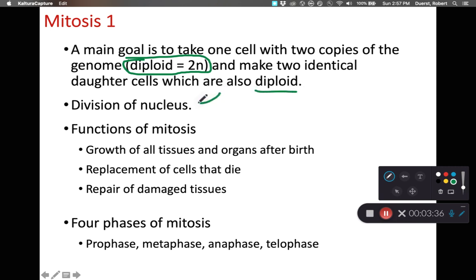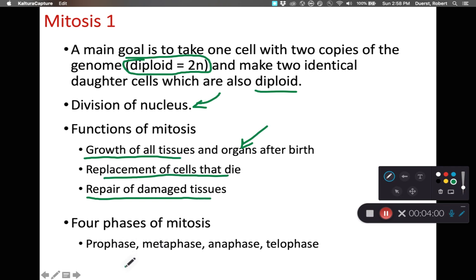During mitosis, we need to divide the nucleus in order to form two new nuclei. We go through cellular division and mitosis so that we can grow, increase the volume and mass of all of our tissues and organs after we're born. We replace dead cells in our body, and we cause repair to tissues within our bodies.